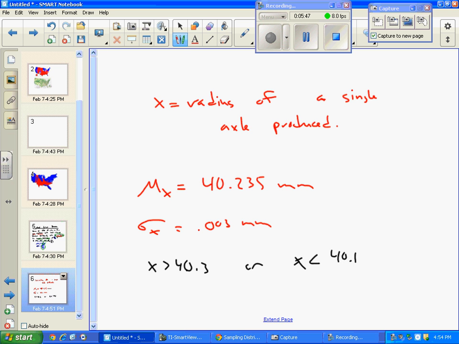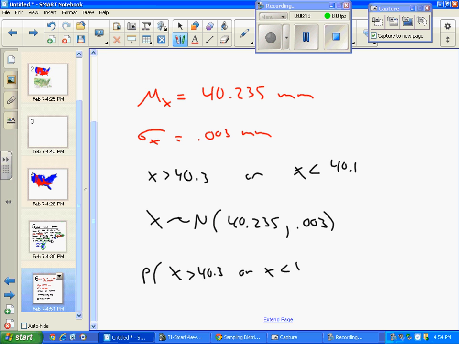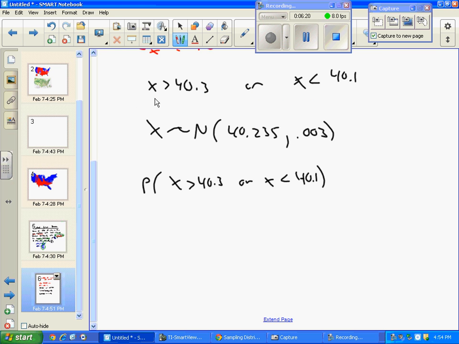However, if we're told the distribution is normal, then we can start to answer this question. So let's pretend the distribution of axles, or x, is approximately normal with a mean of 40.235 and a standard deviation of 0.003. So we can now ask probability questions. So let's find the probability that x is greater than 40.3 or x is less than 40.1. Well, we can graph that on a normal distribution and get a sense of what the areas we're interested in.